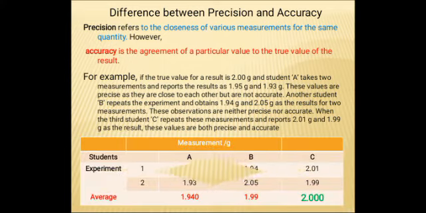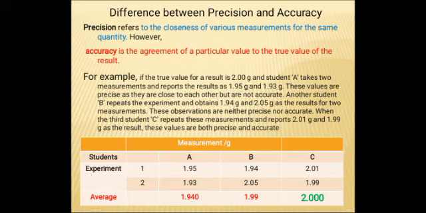Let's understand this with the help of this table. Students A, B, C, 3 students are there. Suppose you and 2 more friends of yours are each doing 2 experiments, 2 readings. A is getting 1.95, and 1.93, so his average is 1.940. B, your friend, doing the same experiment, his readings are 1.94 and 2.045, so his average is coming 1.99. The third person, doing the same experiment, gets readings 2.01 and 1.99, so his average is 2.00, which is the result asked in the question.